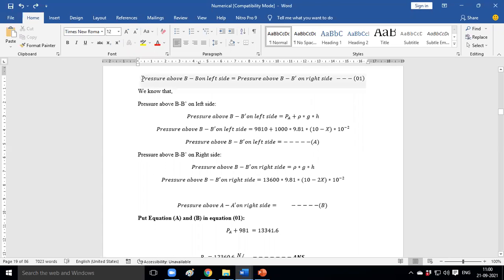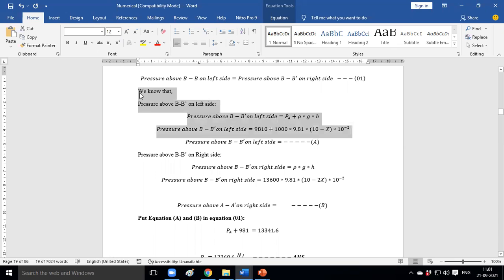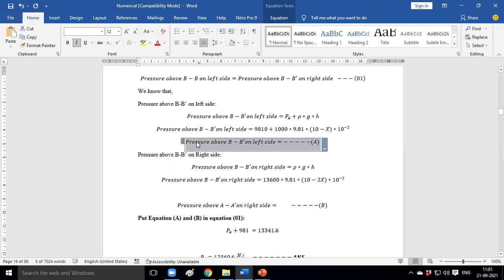So, is equation number 1 visible? This highlighted equation. The pressure above BB dash on the left side is equal to the pressure above BB dash on the right side. Okay. Then we know this equation. Up to this highlighted part, is it understood? Yes, sir. Okay. This part is pending. That is the pressure above BB dash on the left side. Only do the calculation of this one, and then you can write it here in terms of x.